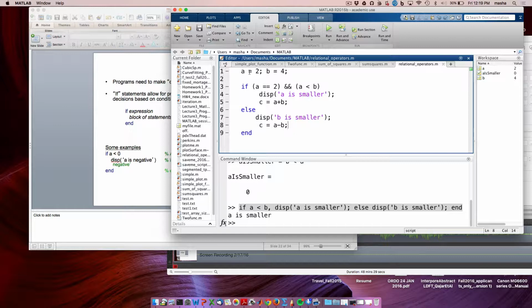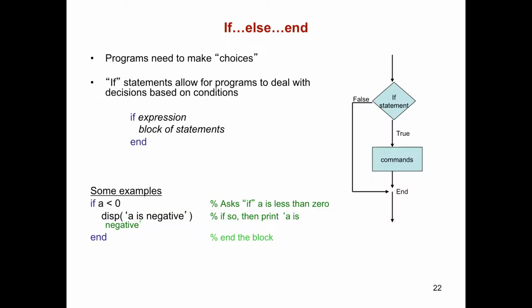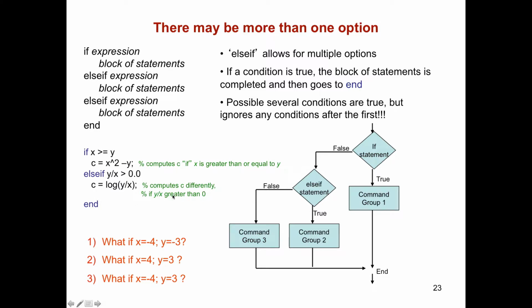Okay? But you could also go if something, do something, else if something else, do something else. You can actually keep going. If something, do something, else if something else, do something else, else if something else, do something else. You could actually keep going. So for instance, let me see if I have that on a slide, okay? Before we do an example.